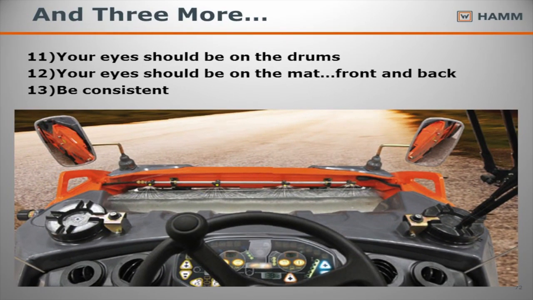Your eyes should always be on the drums to make sure you're not picking something up, but they also need to be in front and back of the roller so you're not running anybody over. You want to be conscious of that. Again, there's that word, be consistent. That's what we're looking for.